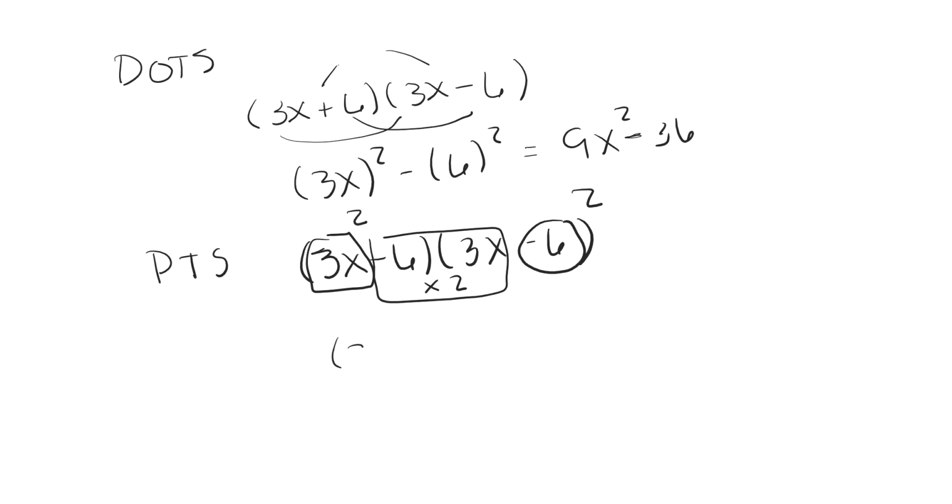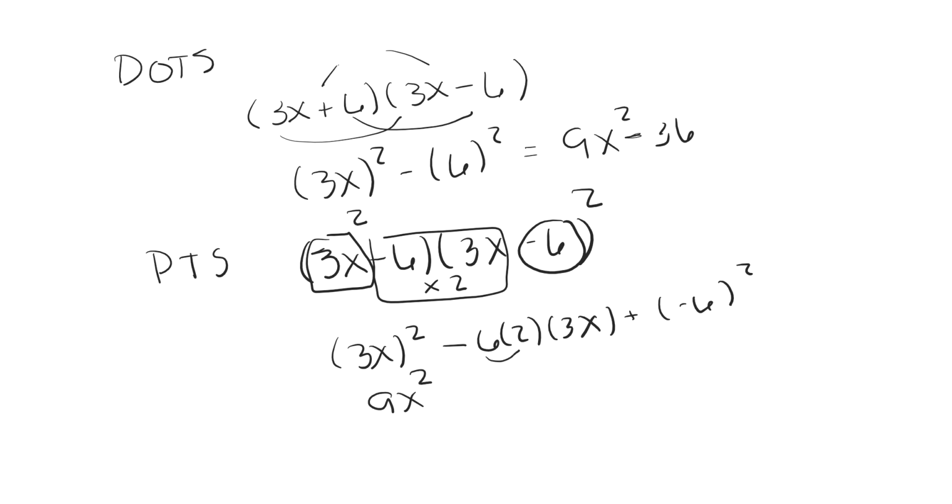So we're going to have 3x squared minus 6 times 2 times 3x, and then this is plus a minus 6 squared. So it's 9x squared, 6 times 2 is 12, minus 36x plus 36.